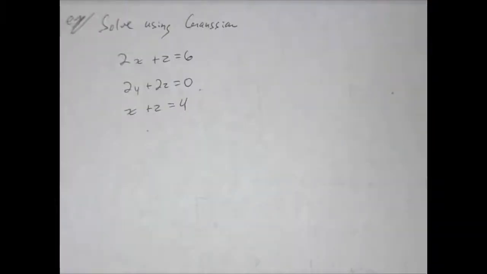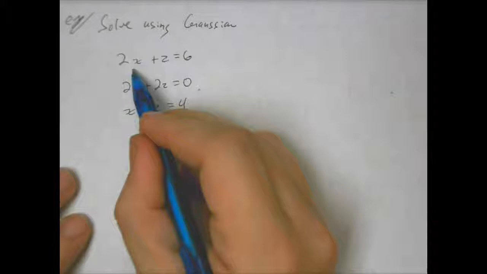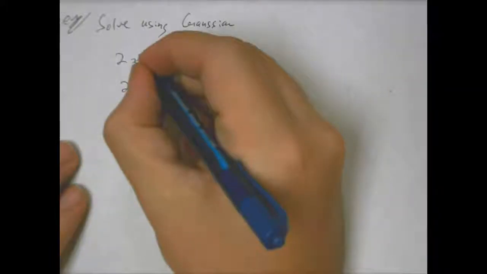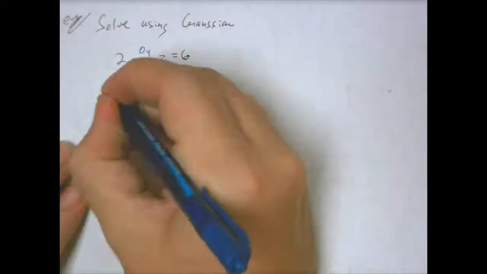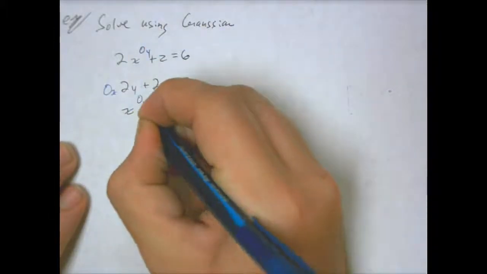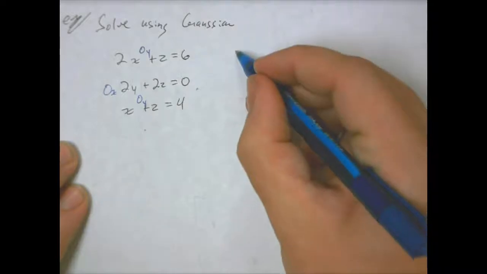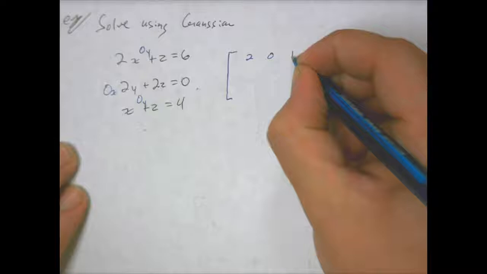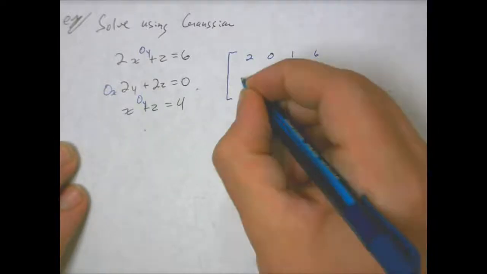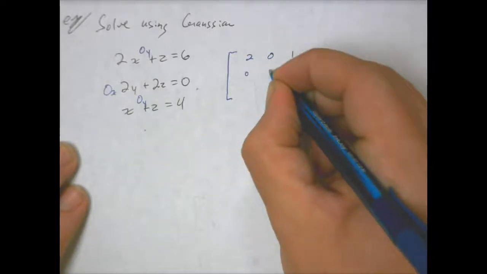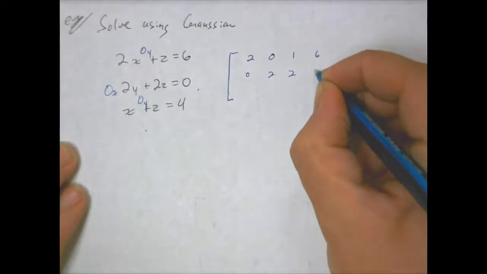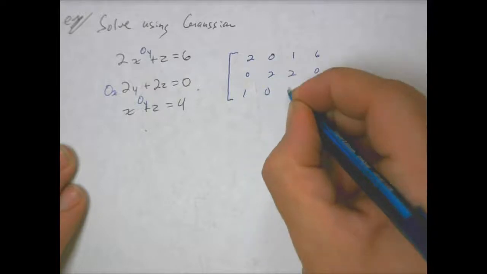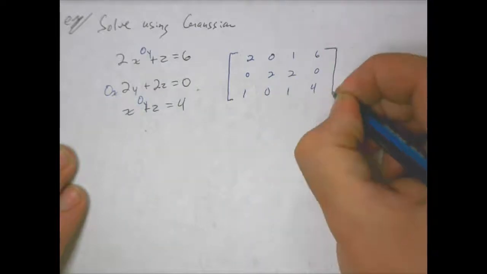Ready. All right, here we go. With this one, we have x, we have y, we have z. So this one, we're going to have more stuff. So notice with this one, you have 0 y's. Here you have 0 x's. Here you have 0 y's as well. So when we set up our matrix, you need to account for that. So you have 2x, 0y, 1z, and it equals 6. We have 0x, 2y, 2z, and it equals 0. We have 1x, 0y, 1z equals 4.